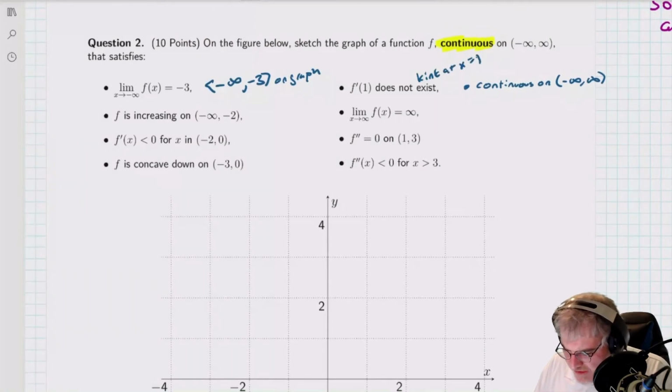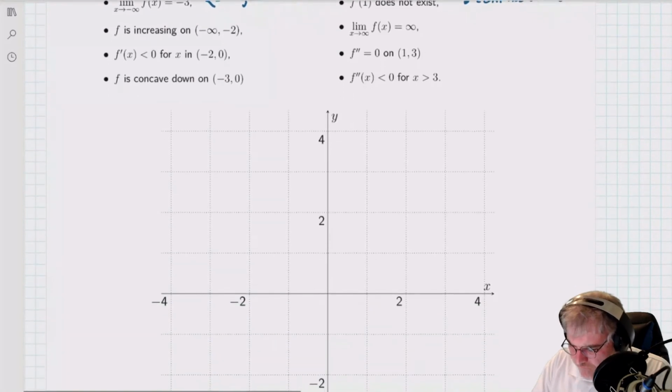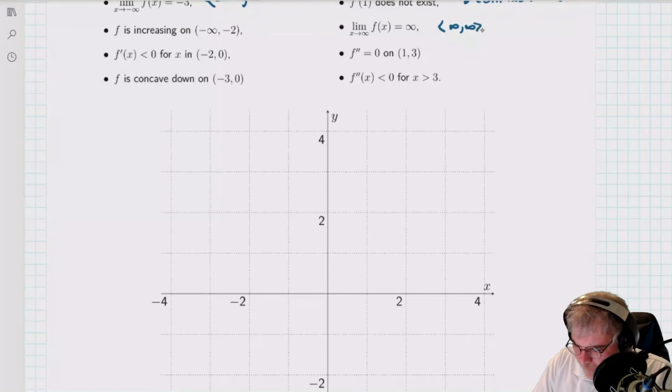The limit as x goes to infinity of f of x equals infinity. That means infinity, infinity is on the graph. So I'm just going to go ahead and put that there.